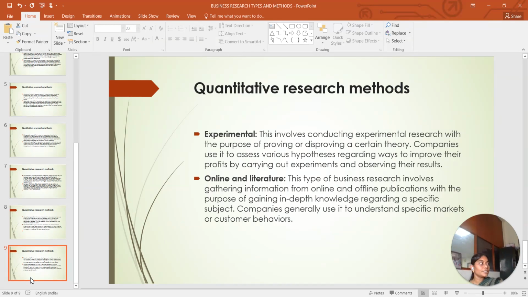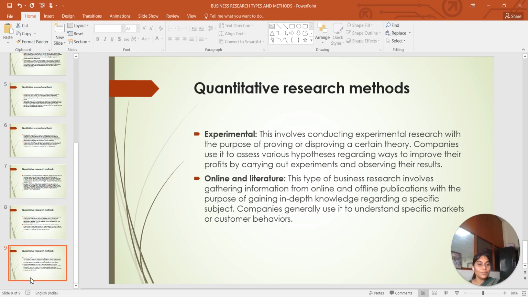And the next one is experimental research. This involves conducting experiments with the purpose of proving or disproving a certain theory, and companies use it to assess various hypotheses regarding ways to improve their profits by carrying out experiments and observing their results.